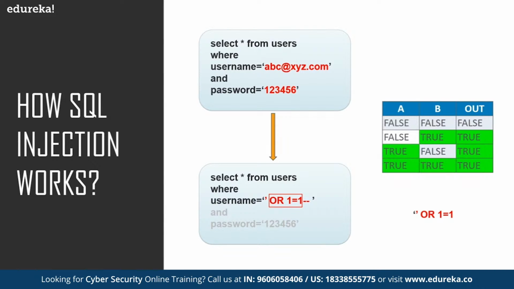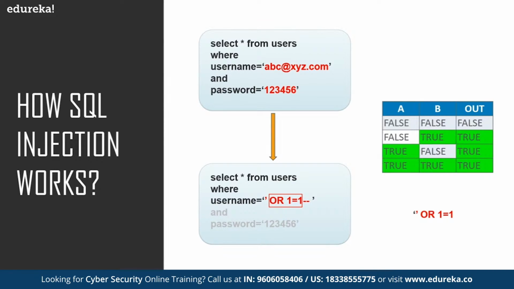And like we've already understood, if one of the inputs to the OR function is true, then irrespective of what the other input is, the result will always be true. So in this case, because 1 is always equal to 1 and that is true, the OR function will always return true. And hence, the SQL query will always return true.